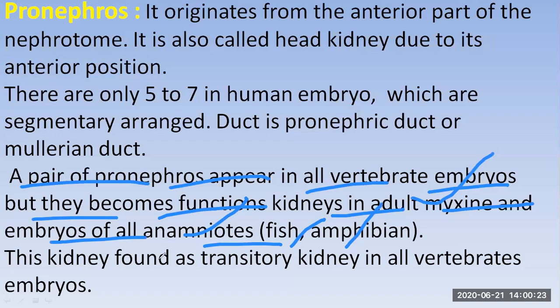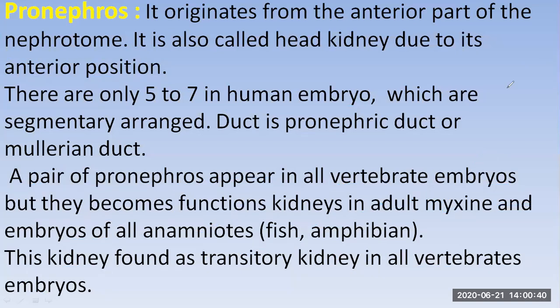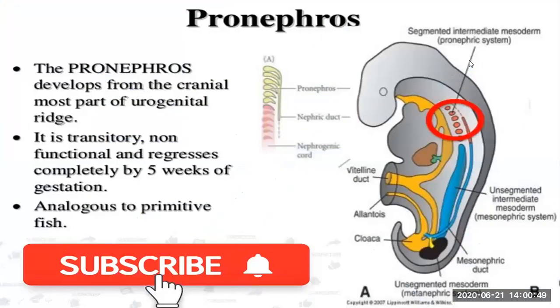And this kidney is found as a transitory kidney. Transitory means this is a transition stage type of kidney in all vertebrate embryos. So it is generally located in every vertebrate's embryo, but it is basically functional in the body of myxine as well as anamniotes, fish as well as amphibians. So everyone has such a type of kidney. Now, with the help of the figure, you can easily understand pronephros.